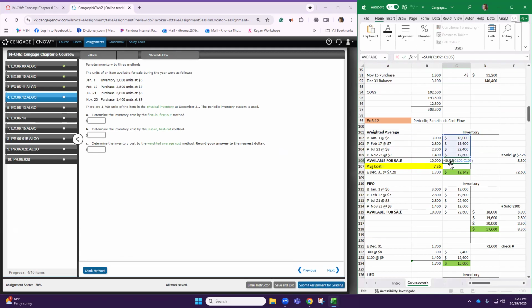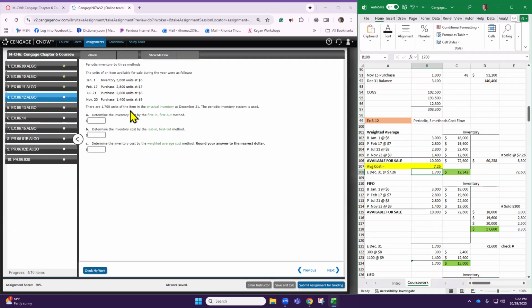You add up all of the costs from all four of those items, and we have total available for sale of $72,600. Okay, $72,600. We've got to find an average cost. How do you average cost this? You take this total and divide by 10,000. Okay, so one more time. The total dollar value divided by the number available for sale. So it's $7.26 is the average cost.